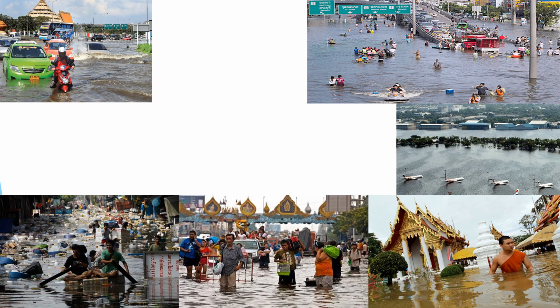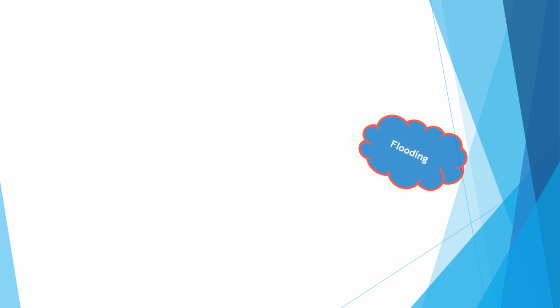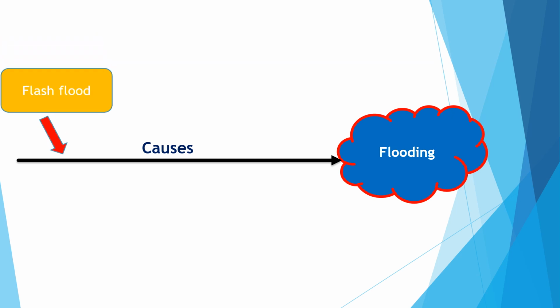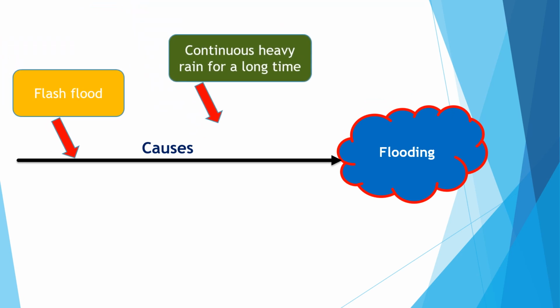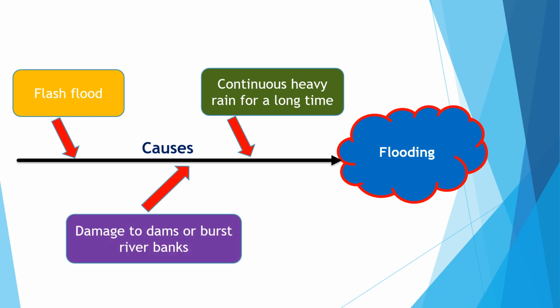First, natural disaster. Let's discuss about flooding. Now, what is flooding? Flooding is the damage caused by water, such as flooding and flash flood. Rayong province and Bangkok always experience this natural disaster. Let's talk about the causes. First, flash flood. Second, continuous heavy rain for a long time. And damage to dams or burst riverbanks.